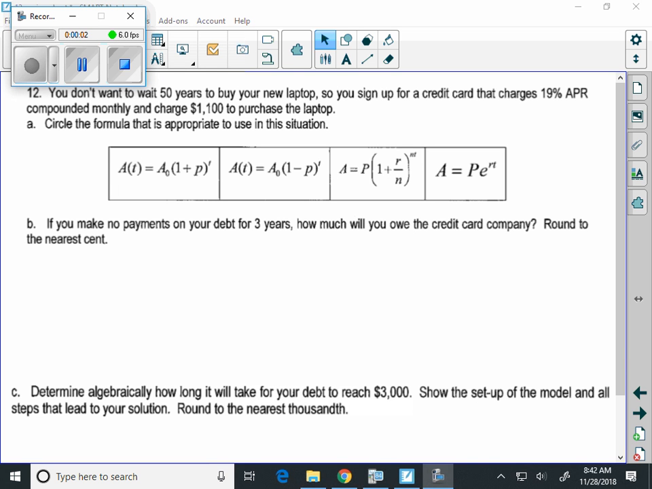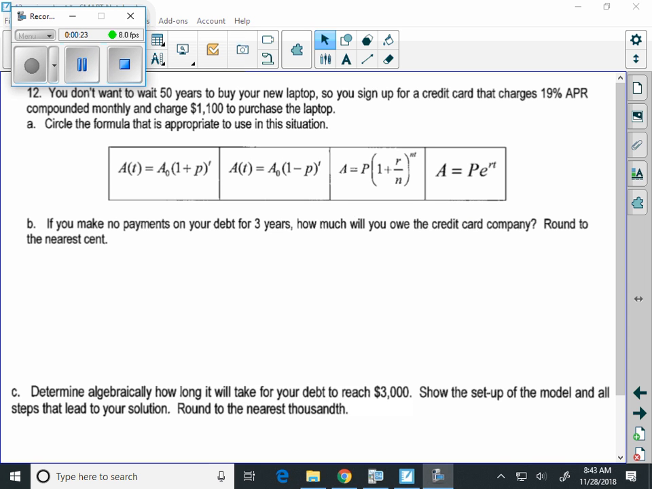It says you don't want to wait 50 years to buy your new laptop. So you sign up for a credit card that charges 19% annual percentage rate, compounded monthly, and you charge $1,100 to purchase the laptop. So it says, circle a formula that's appropriate to use in the situation.